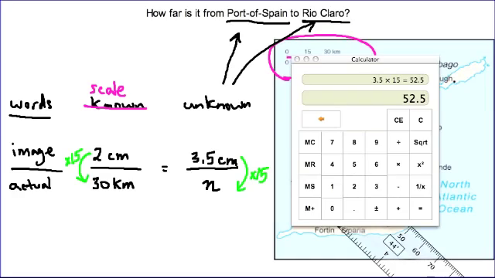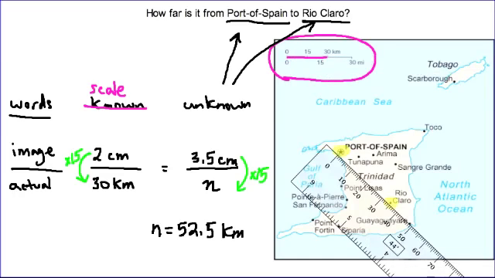So that tells me that n is equal to 52.5 kilometers. Remember, the actuals are in kilometers and the images are in centimeters. So the distance from Port of Spain all the way down to Rio Claro is 52.5 kilometers.